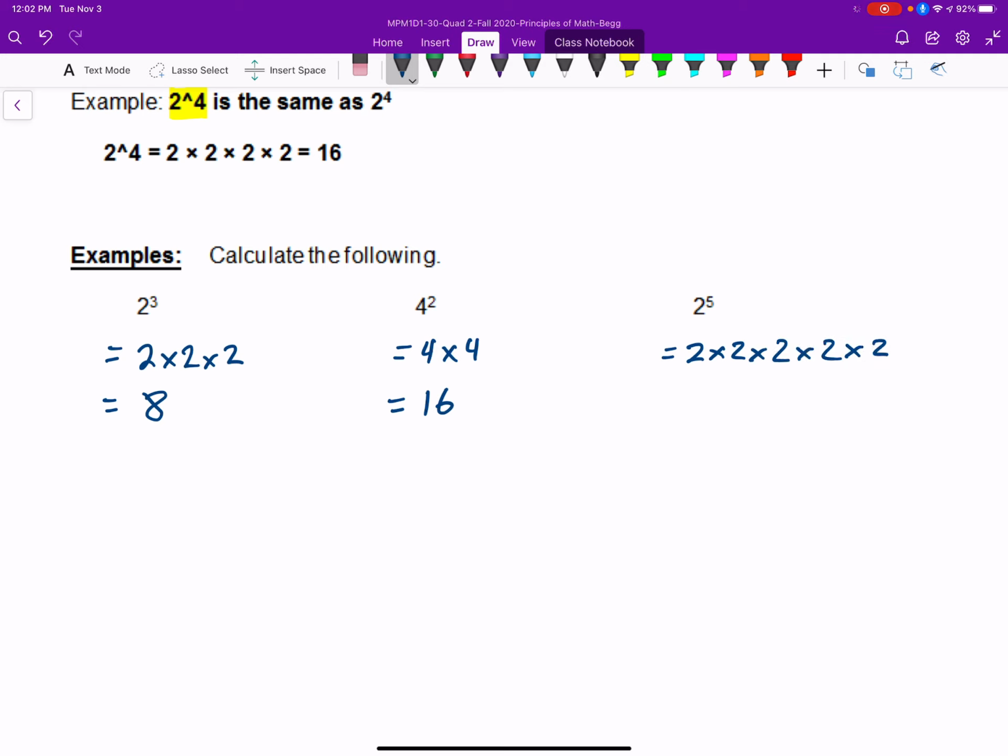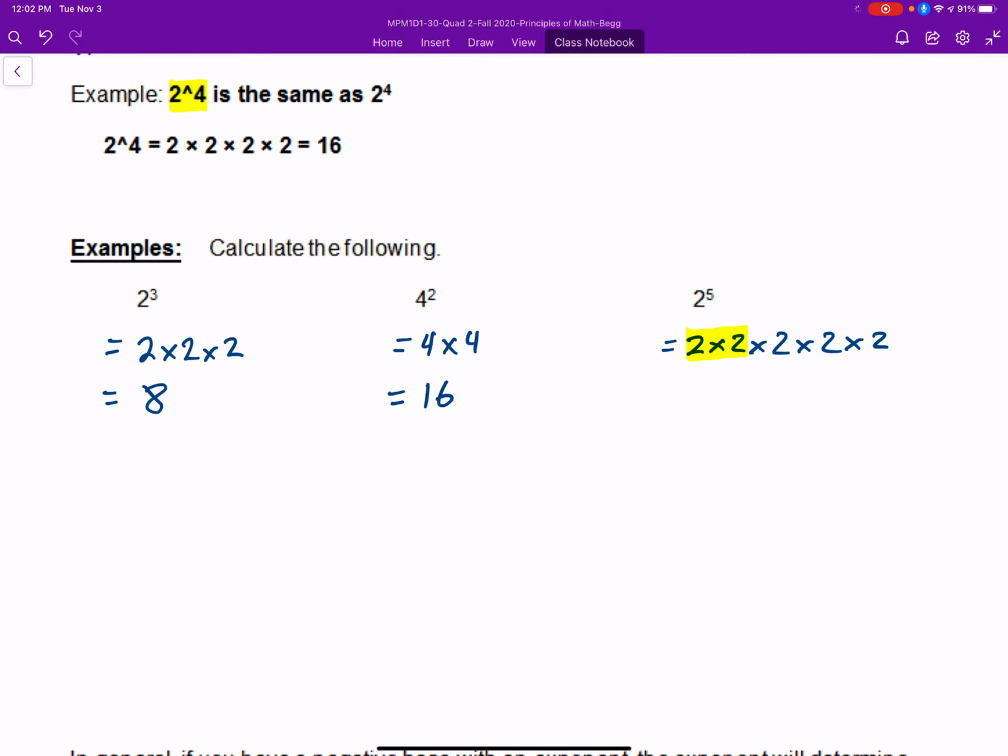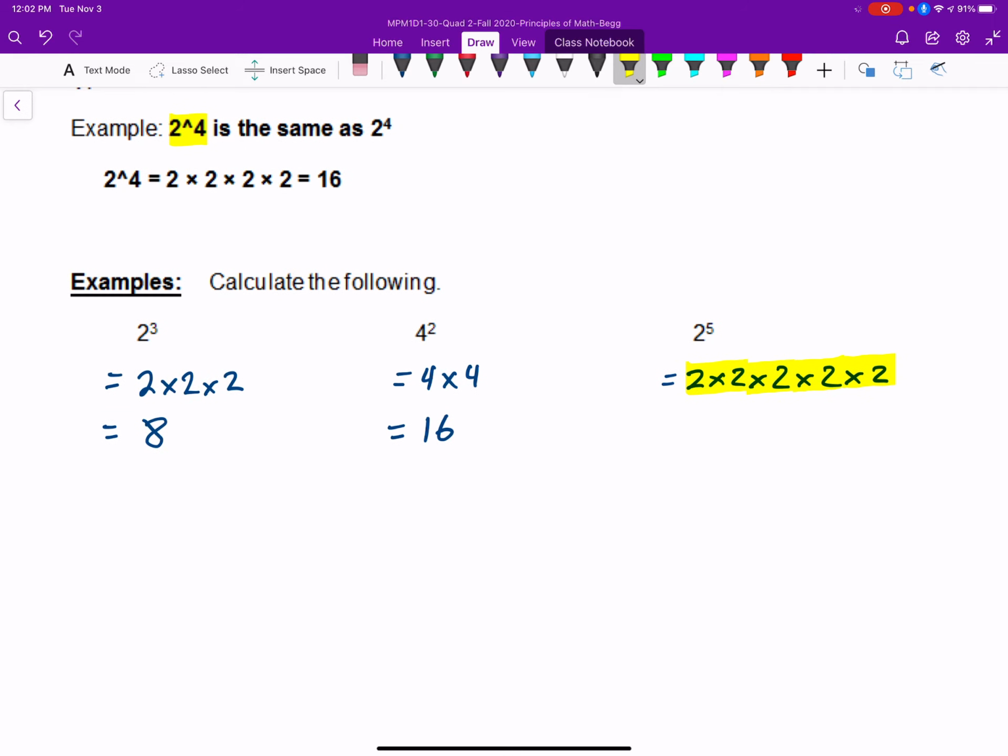When we're dealing with 2s, we're just doubling every time, right? 2 times 2 is 4. If I multiply it by 2 again, I'm doubling 4, so 4 times 2 is 8. If I multiply it by 2 again, then 8 doubled is 16. And if I multiply it by 2 one more time, I'm doubling 16, and it equals 32.